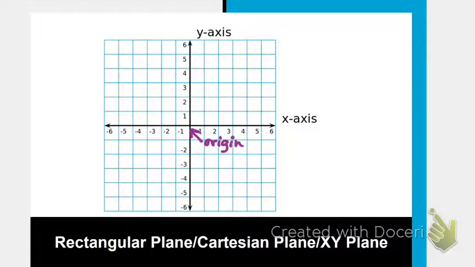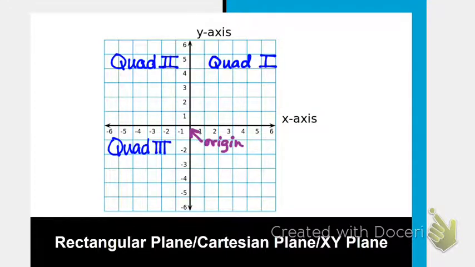How do we number them? 1, 2, 3, 4. Starting where? Which one is quadrant 1? Top right. Top right is quadrant 1. Which one is quadrant 2? Top left. So we go counterclockwise. Quadrant 3 would be bottom left. And quadrant 4 is this guy down here. Beautiful.